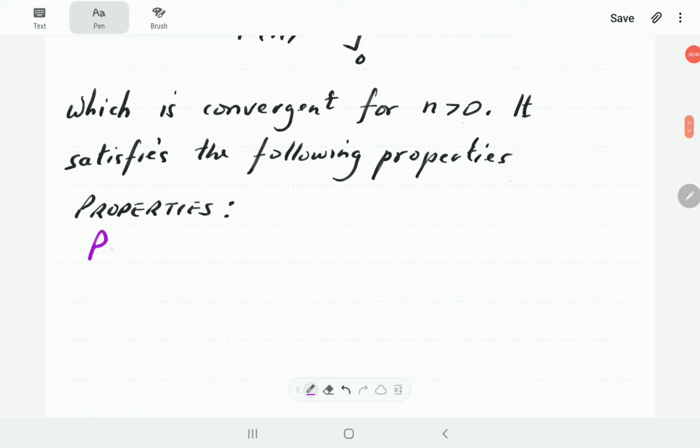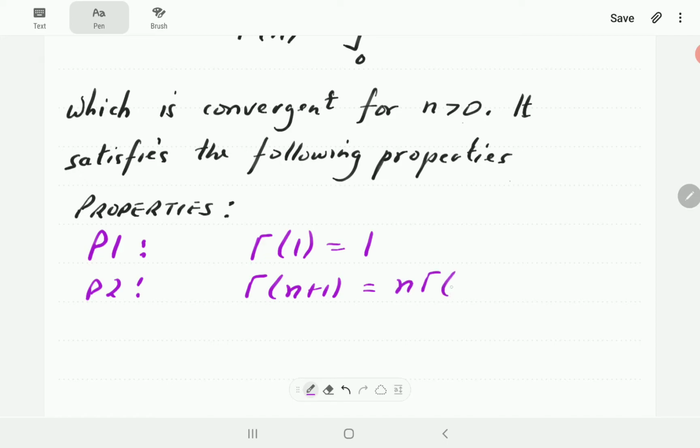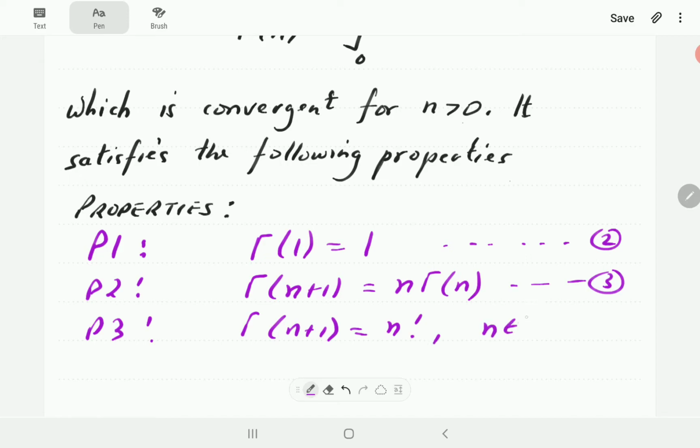Property number 1, the gamma of 1 is equal to 1. Property number 2, the gamma of n plus 1 is equal to n times the gamma of n. So this is a recurrence relation. And then property number 3 is related to property number 2. The gamma of n plus 1 is equal to n factorial. This is for the case where n is a positive integer.